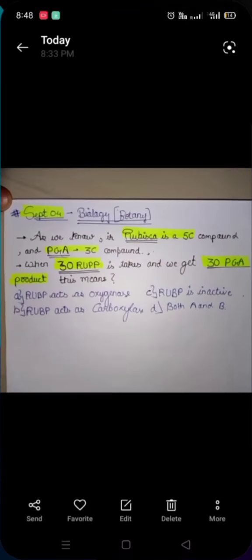So let's see the options over here. The first option is RuBP acts as an oxygenase. Second, option B, is RuBP acts as a carboxylase. Third is RuBP is inactive. D option is both. So as we saw, the question is also modified by me. We have to explain whether it is acting like an oxygenase, carboxylase, or is it inactive, because in the question it is given that when 30 RuBP is taken, we are getting 30 phosphoglyceric acid.